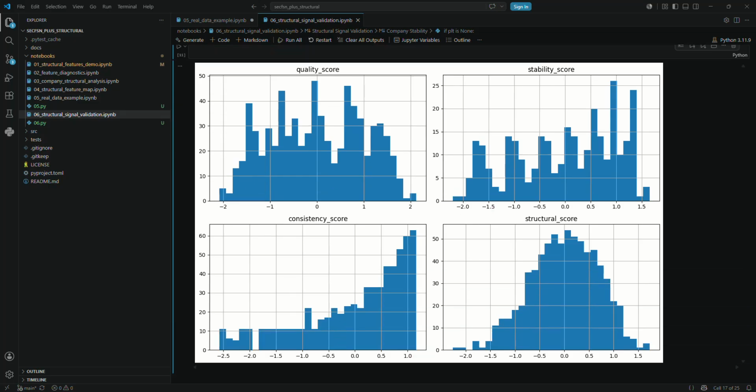This chart shows the distribution of the main scoring components. At a high level, higher structural scores suggest stronger cash support, more stable profitability, and more consistent financial behavior. Lower scores may point to weaker cash support, higher volatility, and less structural quality.